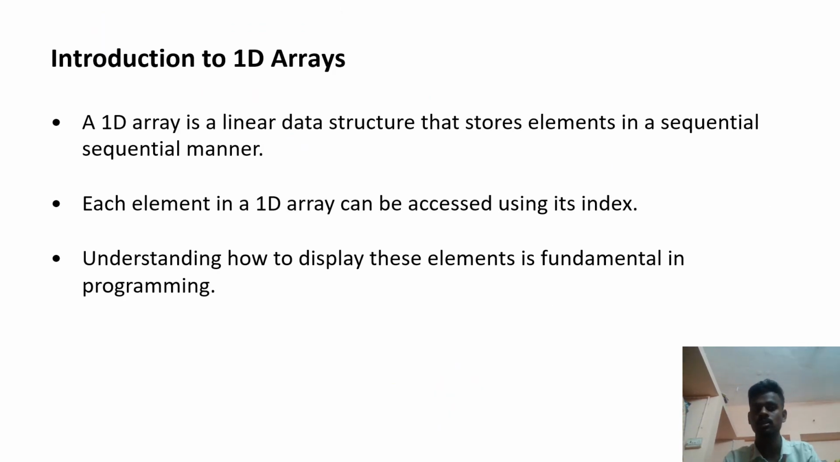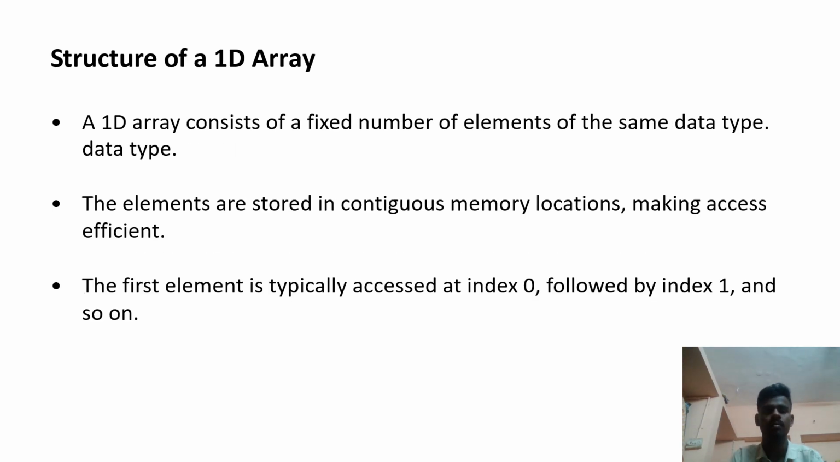Introduction to one-dimensional arrays. First of all, we want to know what an array is. An array is a set of elements which stores homogeneous type of elements. Homogeneous means same type. An array is a linear data structure that stores elements in a sequential manner. Elements in an array can be accessed using its index. Index number starts from 0. Understanding how to display these elements is fundamental in programming.